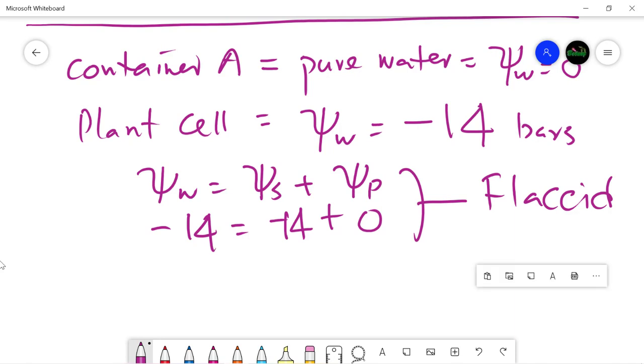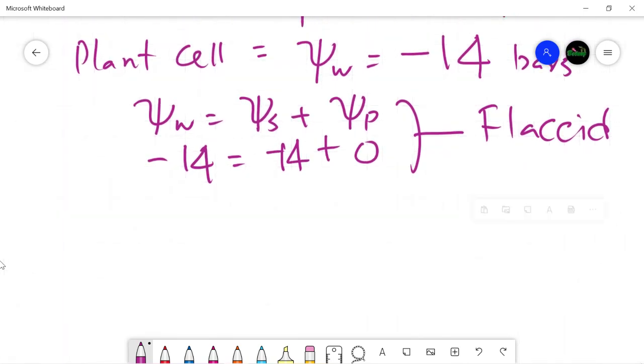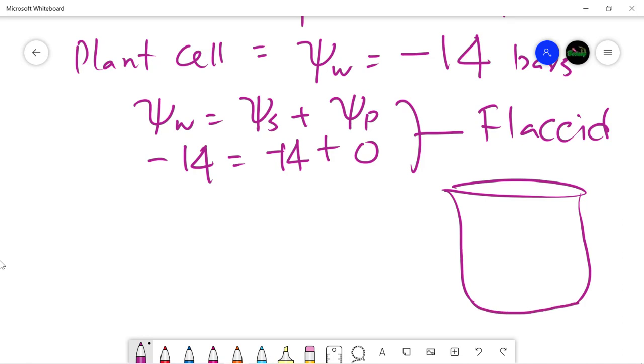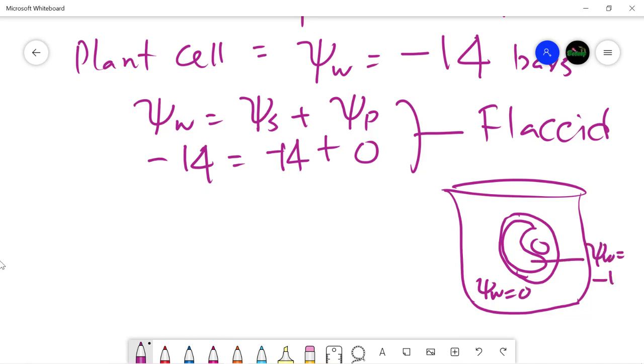Now what we do is place this particular cell in pure water with the water potential of 0. So what happens when we place, for example, this is a container and we have placed that plant cell. For the time being, it is flaccid and its protoplast is in a shrunken state. So this is psi W equal to 0 for the water, and its psi W is equal to minus 14, right? So we have placed it.